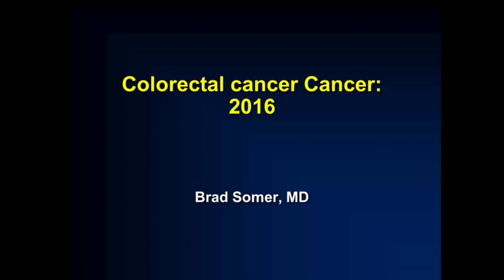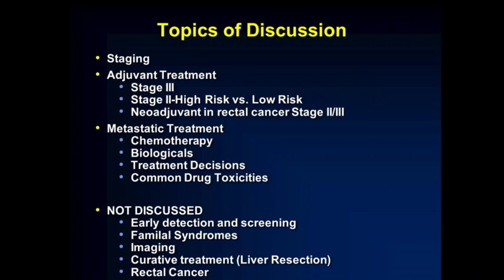Today we'll be discussing colorectal cancer. We will walk through how to stage this disease, then talk about adjuvant therapy, including stage 3 disease, differentiating between stage 2 high risk versus low risk and the role of adjuvant therapy. And then we'll be discussing neoadjuvant therapy in rectal cancer. And then we'll walk through the treatment of metastatic colorectal cancer, including the use of chemotherapy, biologicals, and how treatment decisions are made in addition to common drug toxicities with these drugs.